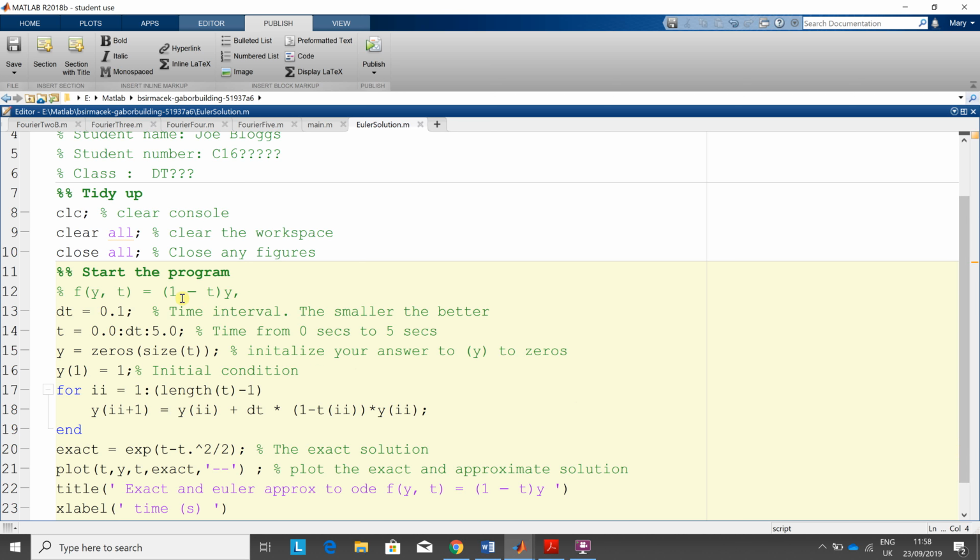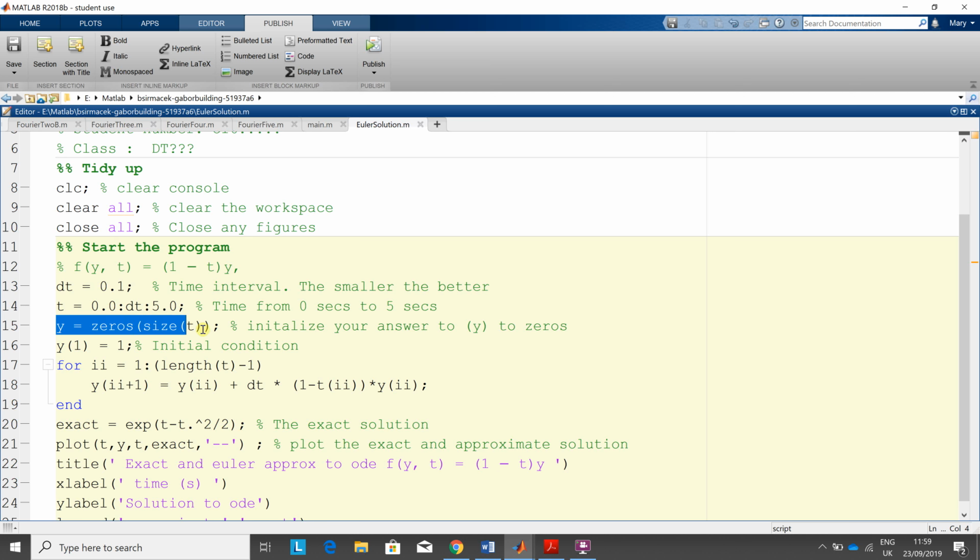I've just put in a comment. That's what we're trying to solve. The delta t is 0.1 of a second. If you want more accurate answers, you might make that 0.005 or something like that. The time interval that I'm going to solve it over is from 0 seconds to 5 seconds in steps of 0.1. So that's 51 intervals, I think, or whatever it is.